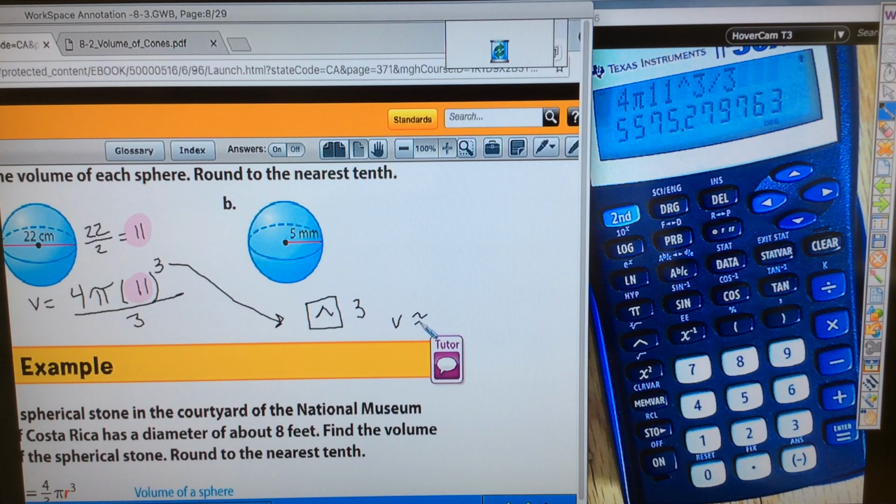Volume is approximately 5,575 point. Remember that it's rounding to the nearest tenth. So this 7 in the hundreds is going to round the 2 in the tenths column up to a 3. I'm going to make sure to include my unit of measurement, which is centimeters. This is a 3-dimensional object, so cubic centimeters or centimeters cubed. Okay, there's our approximate answer.